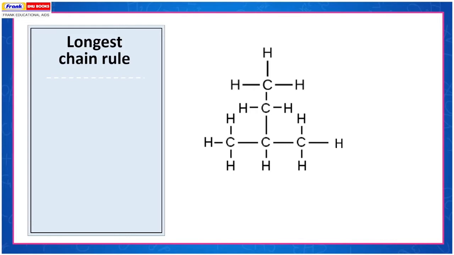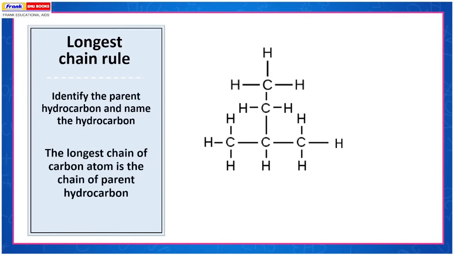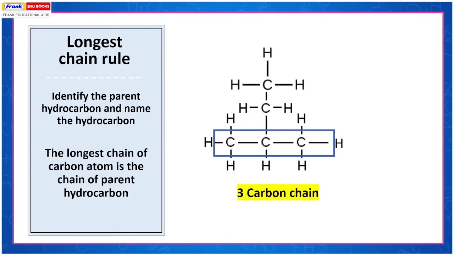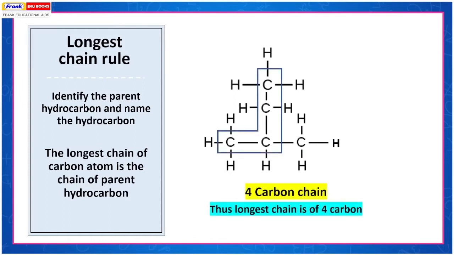Longest chain rule. Identify the parent hydrocarbon and name the hydrocarbon. The longest chain of carbon atoms is the chain of the parent hydrocarbon. Here in the diagram, the longest chain starts from top to bottom and moves to the left-hand side and forms a chain of 4 carbons. Thus, the longest chain is of 4 carbons.